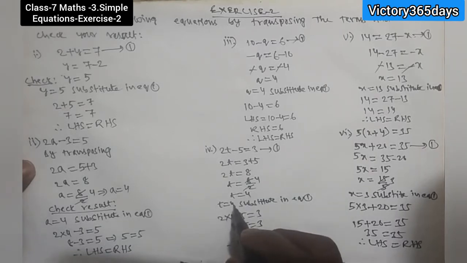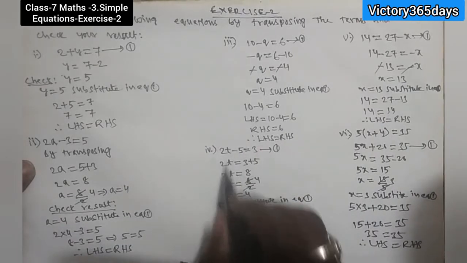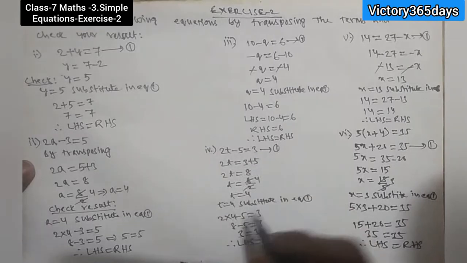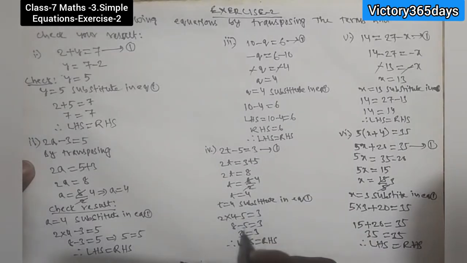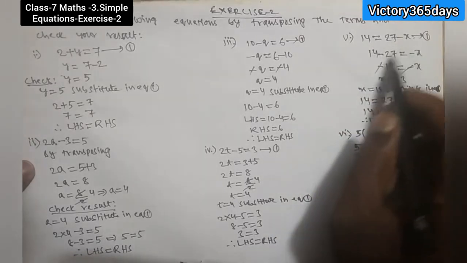This t equal to 4, substitute in equation 1. So in t place we are substituting 4. So 2 into 4 minus 5 equal to 3. So 2 fours are 8, minus 5, equal to 3. 8 minus 5 equal to 3. Again right hand side 3 is there, so left hand side and right hand side are equal. We can do the remaining sums also with the same process.